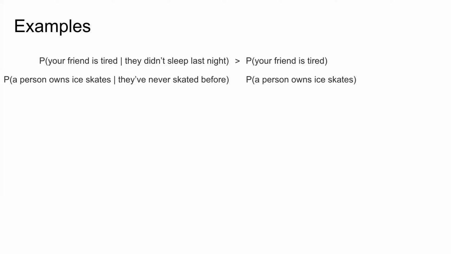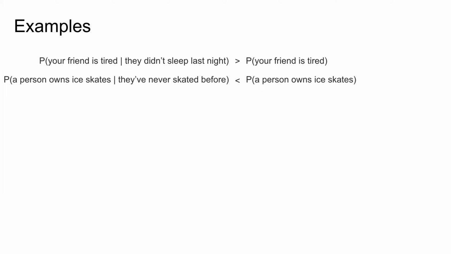Consider another example. Suppose you're wondering whether someone owns a pair of ice skates. You then learn that they've never skated before. This information decreases the probability that they own a pair of ice skates. Mainly, a person that you know has never skated is less likely than a random person is to own ice skates.